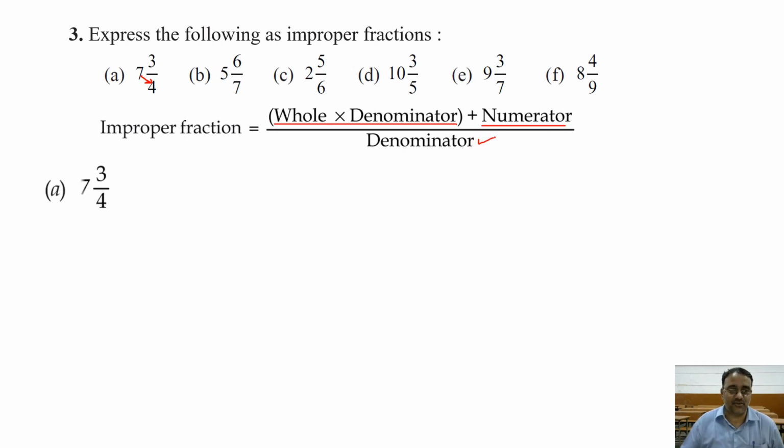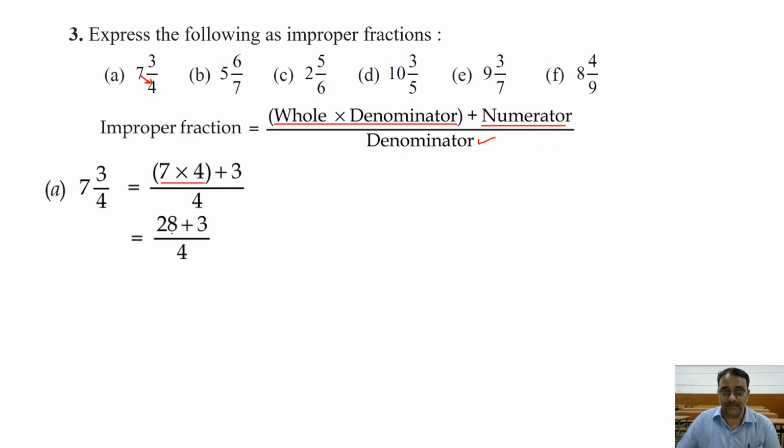So we'll see the first question. So ये हो जाएगा 7 into 4 plus 3, right, upon 4. So 7 into 4 is 28 plus 3 by 4. So what is the final answer? 31 by 4. Very good, 31 by 4.